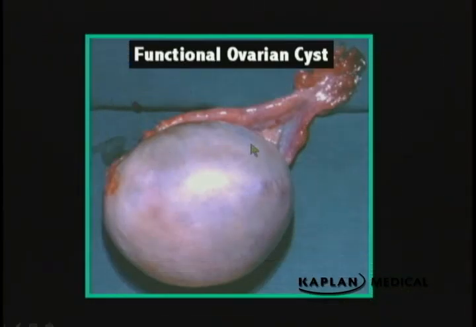This is what it would look like if you took it out, and it does look like a water-filled balloon. Now, I don't know why this one was taken out. It was removed with the ovary and the tube here. Functional cyst.